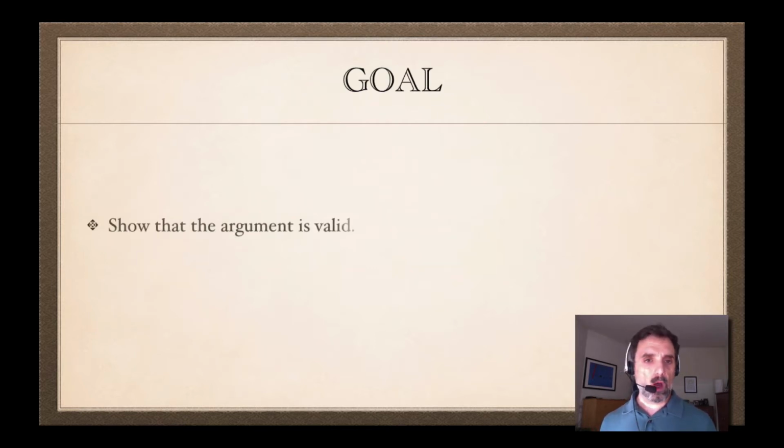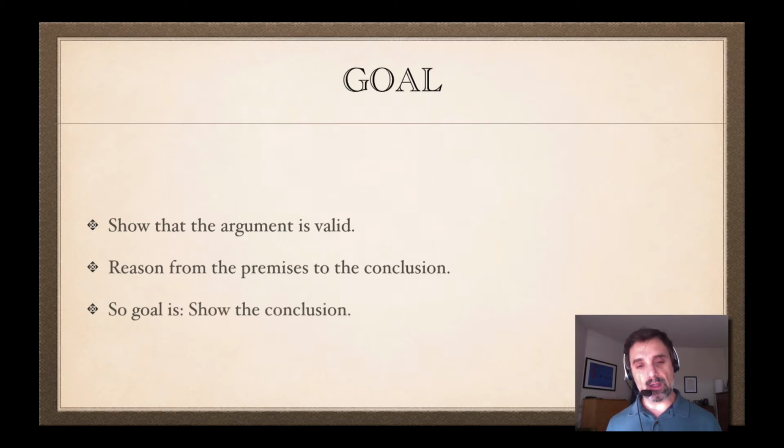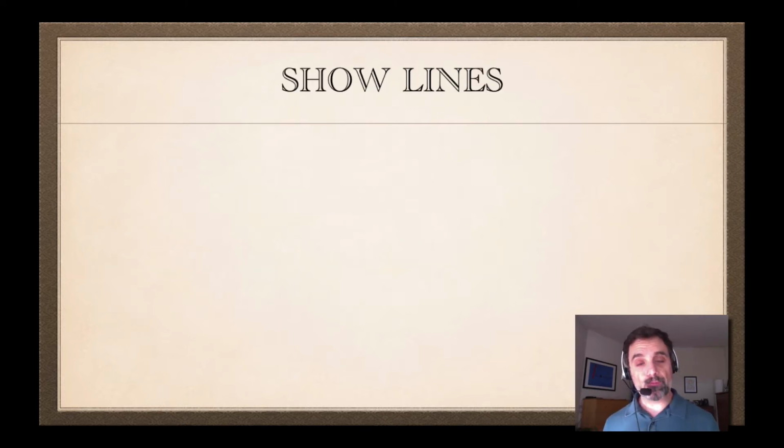So the goal of a derivation is to show that the argument is valid. And so we'll reason from the premises to the conclusion, and so our goal really is going to be to show the conclusion. So how are we going to get to the conclusion? Well, we start with show lines. Sometimes when we're reasoning, we're not sure what the conclusion is. We think, well, I know this, what else follows?